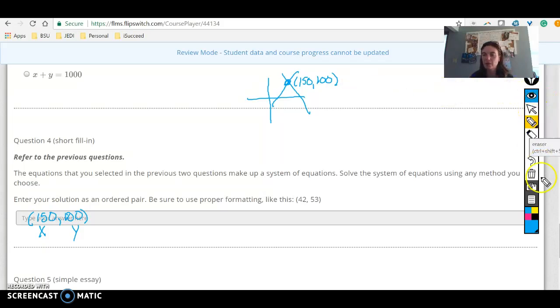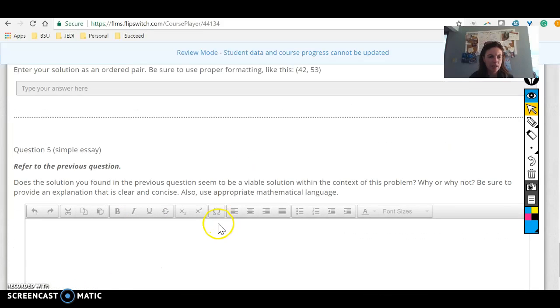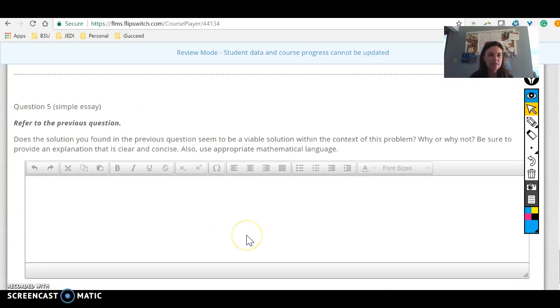All right, so last but not least, let's answer the final question here. And that is, does the solution you found to the previous question seem to be a viable solution within the context of the problem? So x being 150 and y being 100, why or why not? So x equals 150, y equals 100. I think we could say this seems like a reasonable caseload.